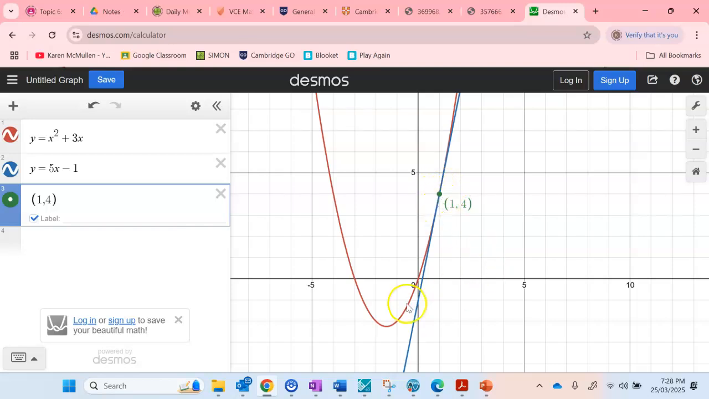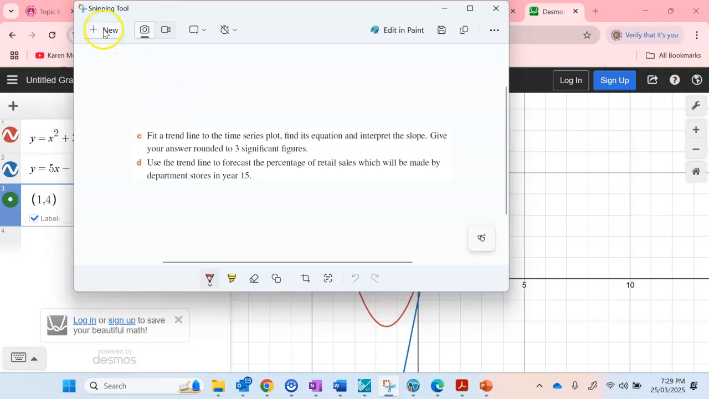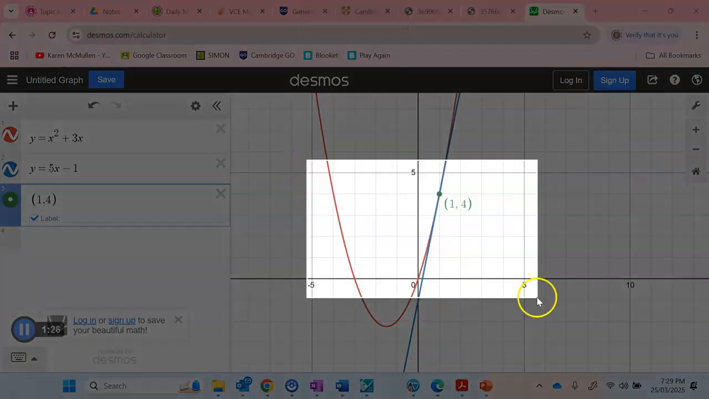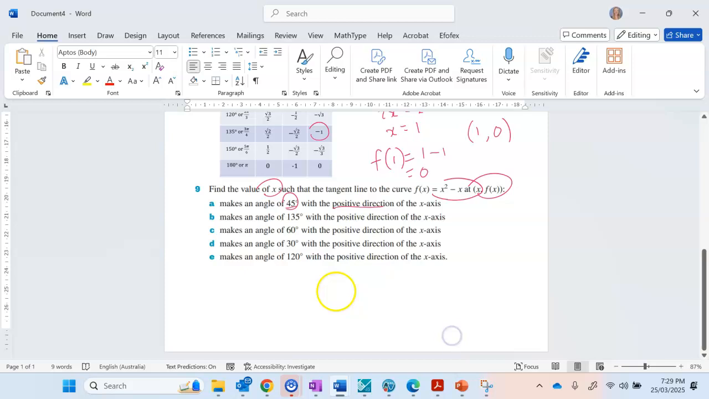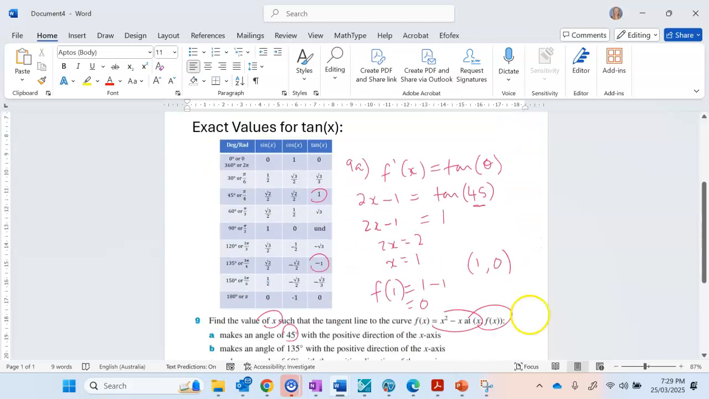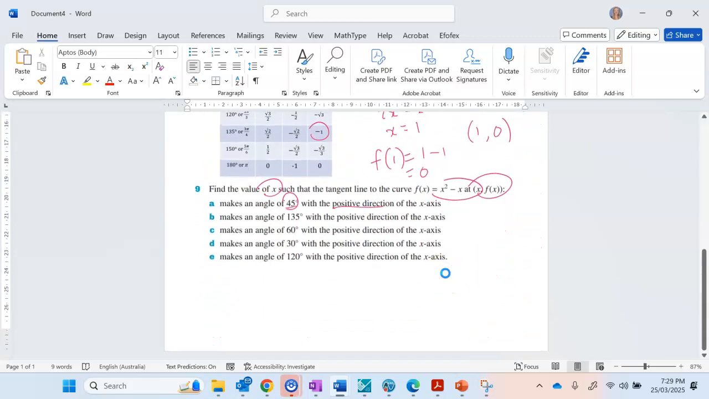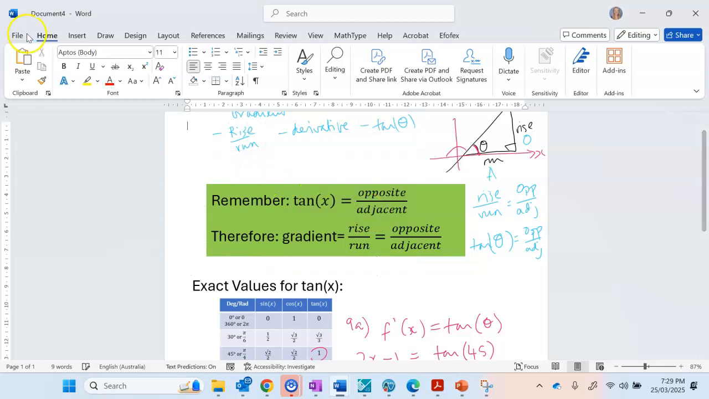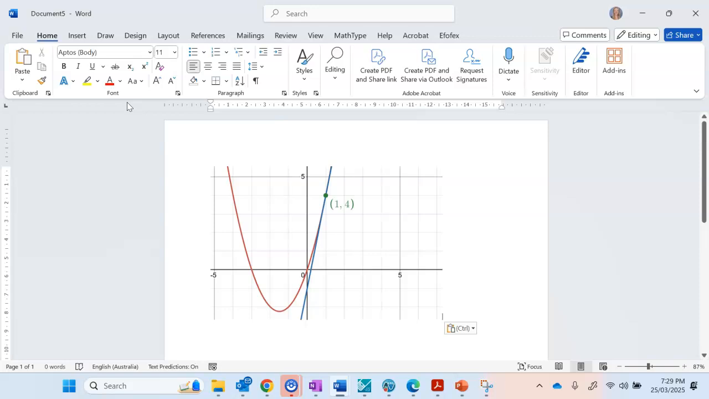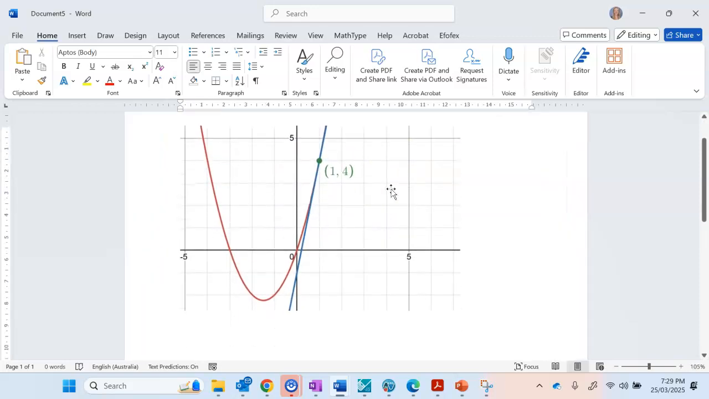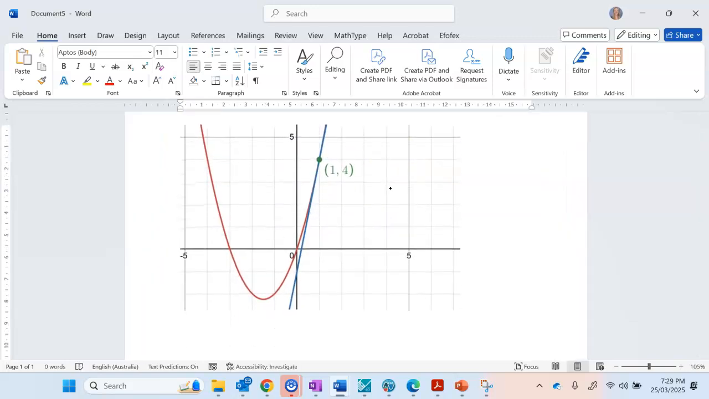What we're finding in this question, let me just screenshot this, make it a bit easier. Copy, and I'll put it into this Word doc that I was using before. Oh my gosh, guys. This is why I have so many tabs open. I never really close things. And all right, so there's our tangent line.